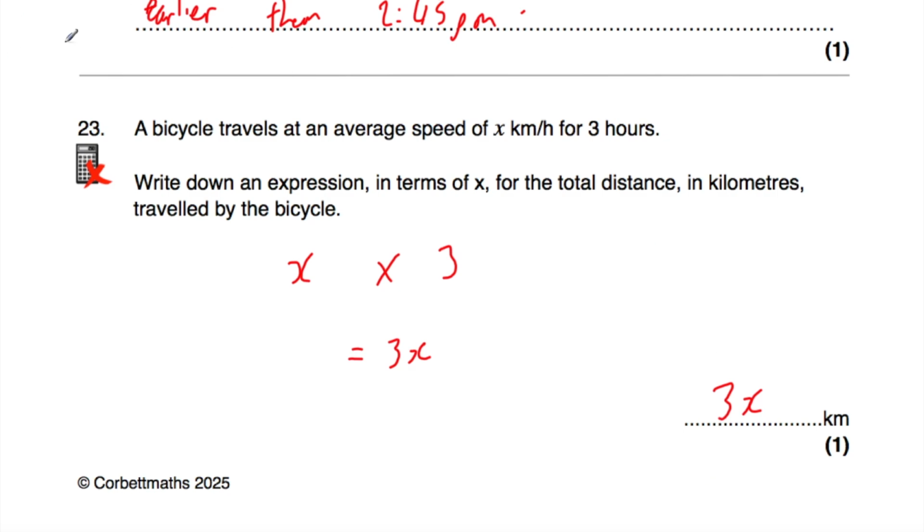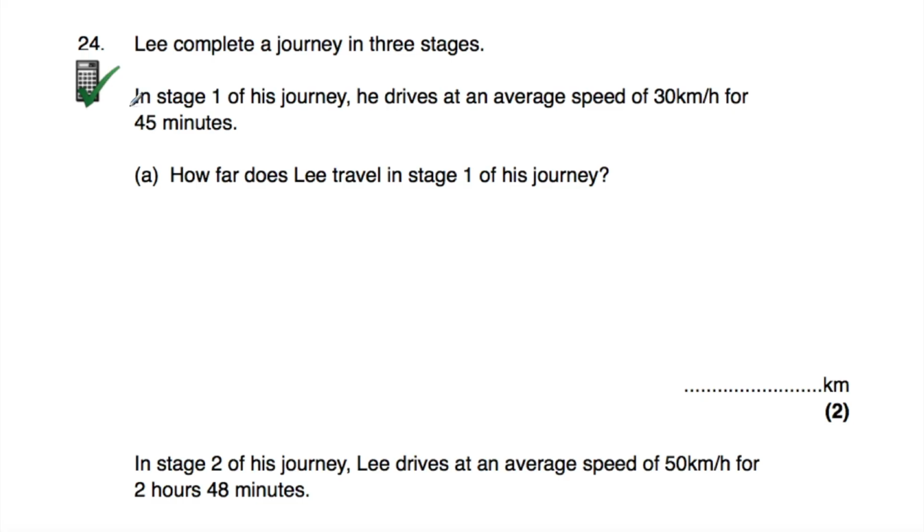Okay, let's look at our next question, question number 24. Question number 24 says, Lee completes a journey in 3 stages. Stage 1 of his journey, he drives at an average speed of 30 kilometers per hour for 45 minutes. And part A says, how far does Lee travel in stage 1 of his journey? Okay, so we know he travels at 30 kilometers per hour and he drives for 45 minutes.